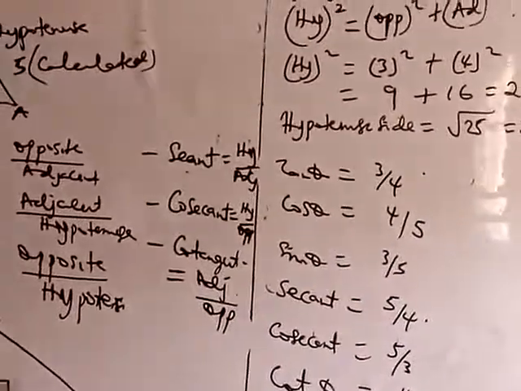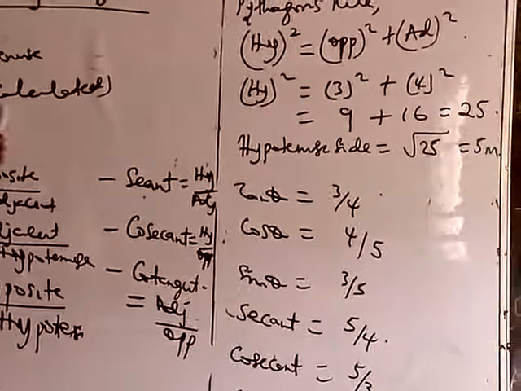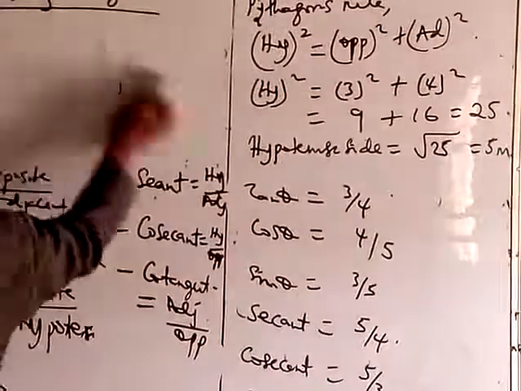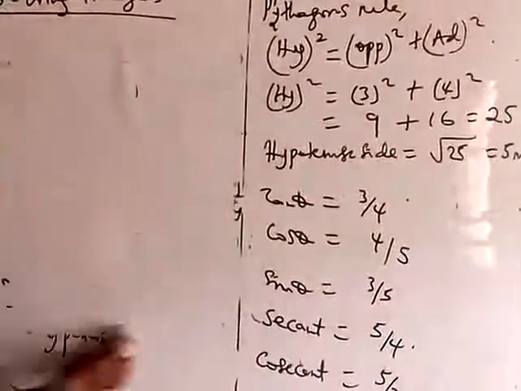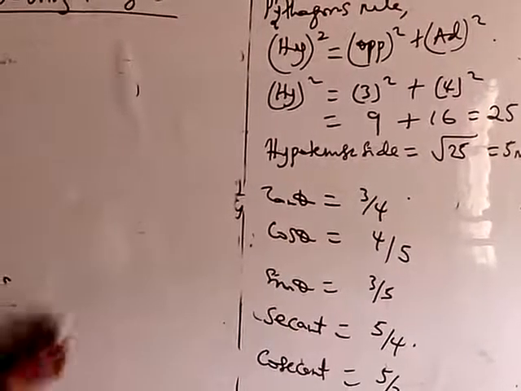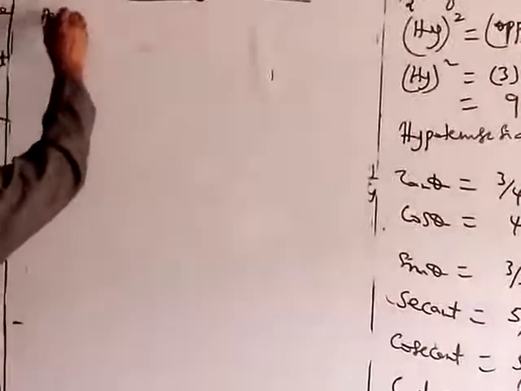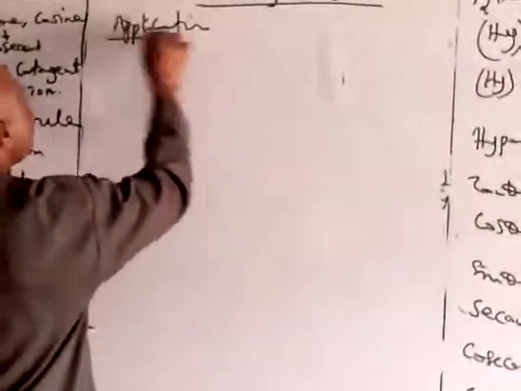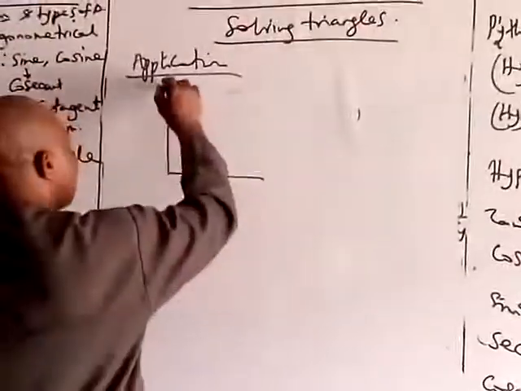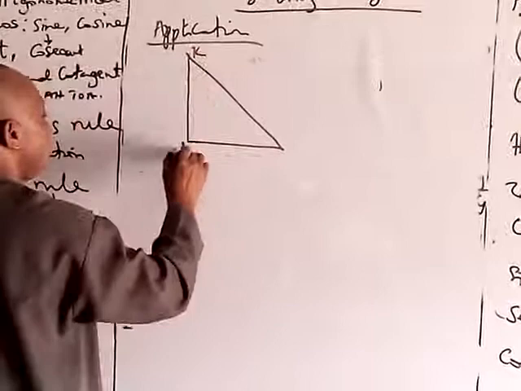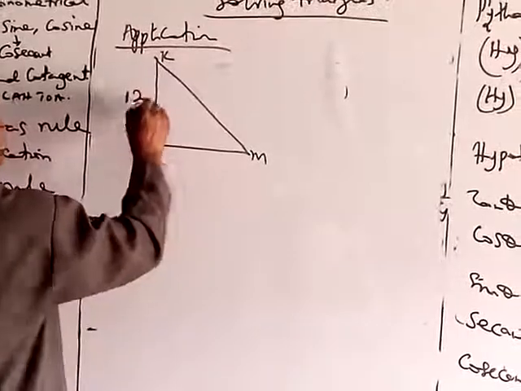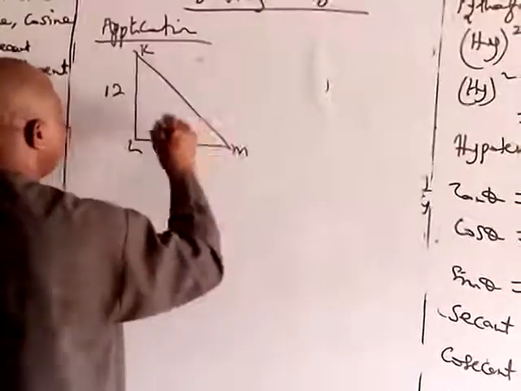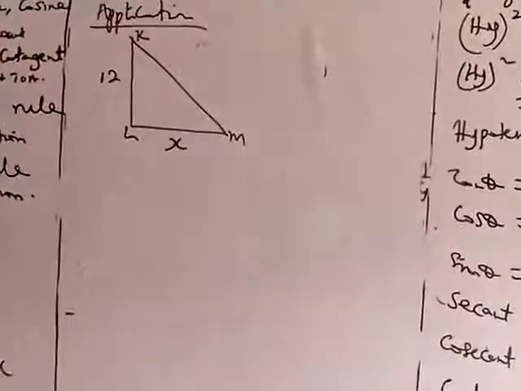Application of this Pythagoras rule. The second example, second application. Now, we are giving another application, a triangle KLM with 12, and we have nothing here, X, and we have 30 here.